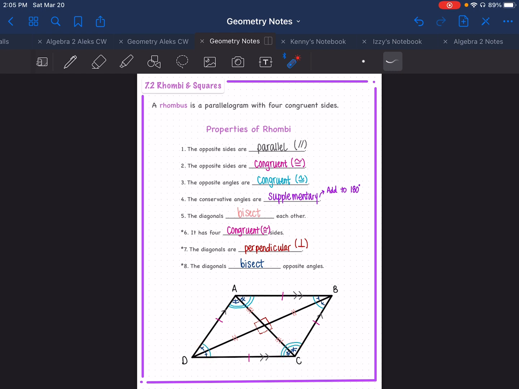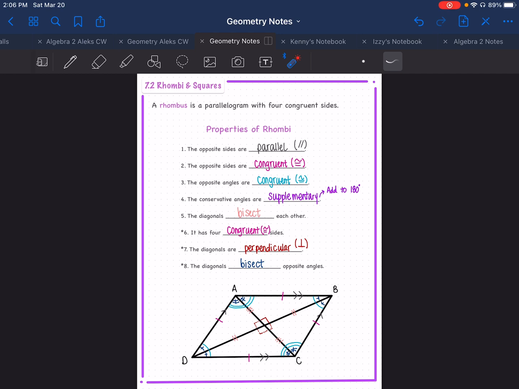The diagonals bisect each other, which means they cut each other in half. So if you notice, this piece and this piece are the same, and this piece and that piece are the same, but they're not all four equal to each other. All right, those are the five properties that make this rhombus a parallelogram. The next three make it specifically a rhombus.